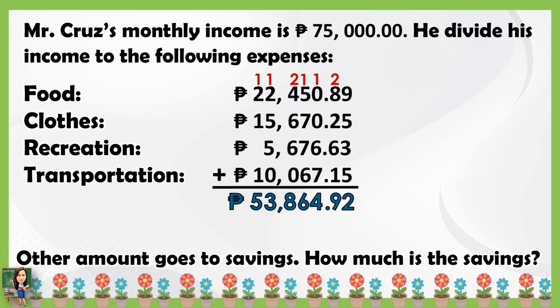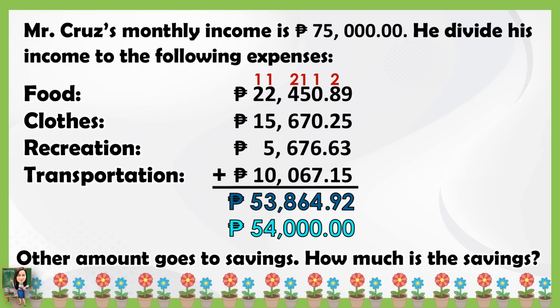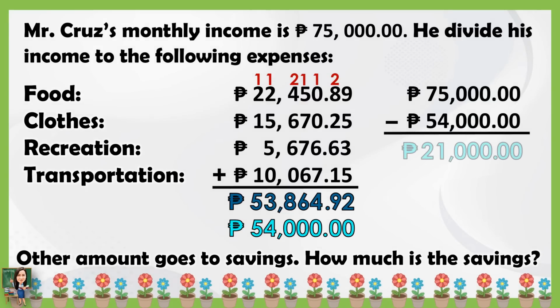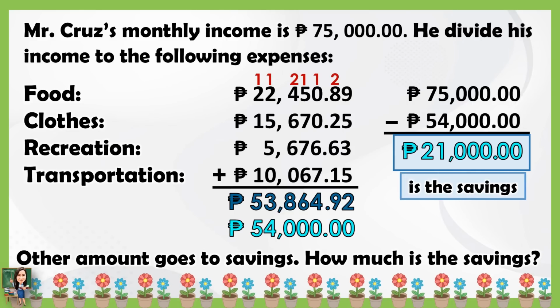Next, estimate the expenses. The rounding place is 3. The digit to the right of the rounding place is 8. 8 is greater than 5. So we are going to add 1 to the digit in the rounding place which is 3. 3 becomes 4. So the estimation is 54,000 pesos. Then next, subtract the total expenses from the monthly income of Mr. Cruz. So 75,000 pesos minus 54,000 pesos equals 21,000 pesos. So this amount goes to the savings of Mr. Cruz.